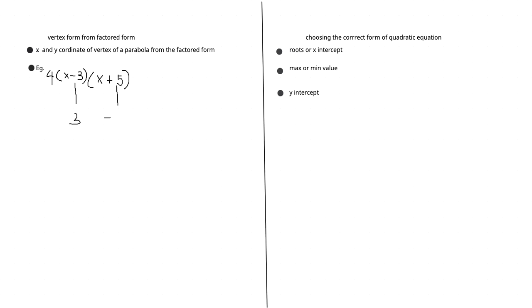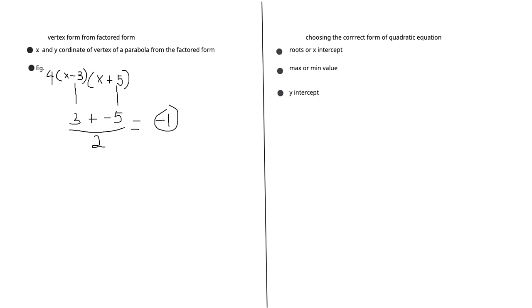Now, after getting the roots, you find the average of the roots. So you add the roots and you divide by 2. And this would give you negative 2 over 2, which is negative 1. Now this gives us the x coordinate of the vertex. So our vertex x is negative 1.